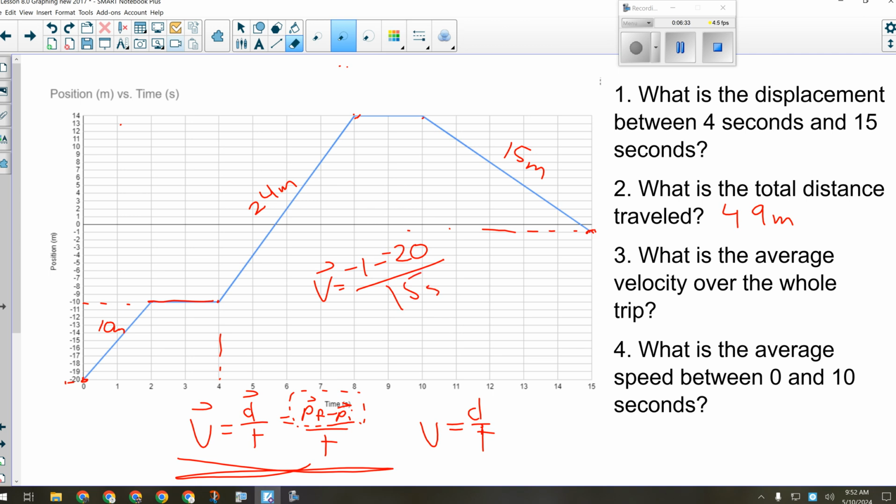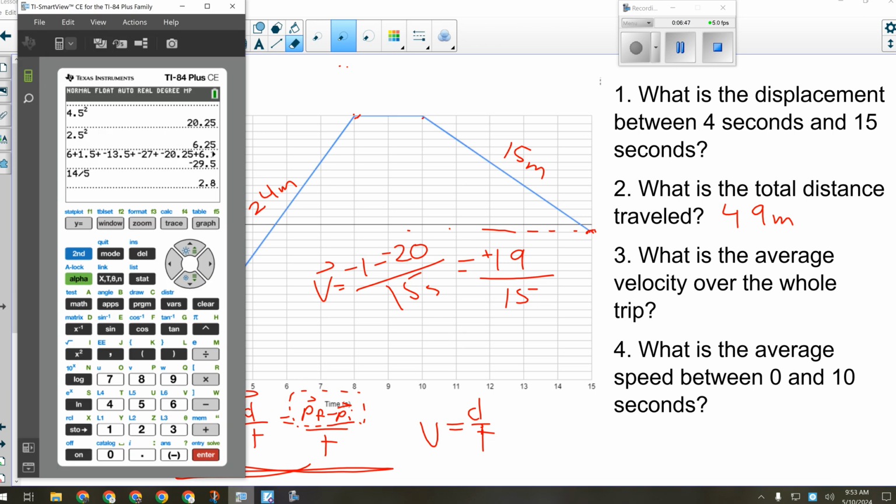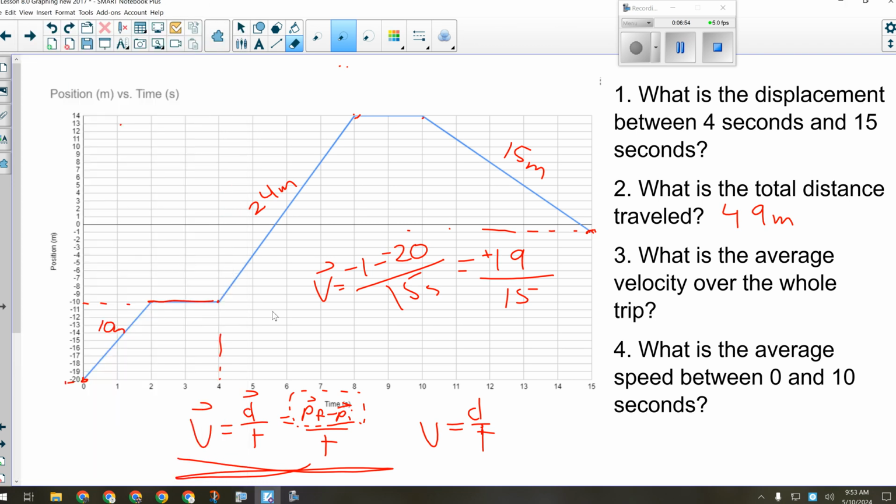Okay, so -1 minus -20 should be 19. Positive 19. And divide that by 15 seconds. All right, so we're looking at 1.3 meters per second. Positive 1.3 meters per second. Okay, everybody all right with that? Okay, once again, it was just a matter of I have this formula, it has what's on my graph, boom, here I go. Okay.